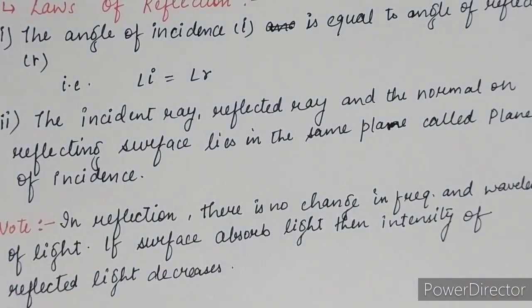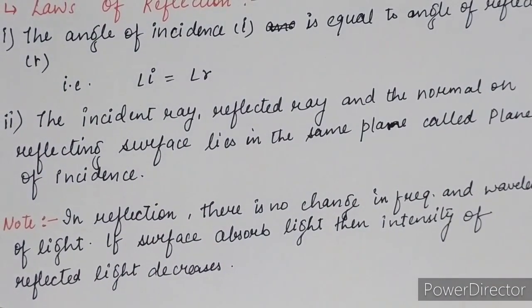Clear? It means if the light is absorbed by the surface, then the intensity of the light decreases. It's obvious, beta, because the light travels with some intensity, so if the light is absorbed by the surface, then somehow the intensity is also absorbed by the surface and the intensity of the light decreases.